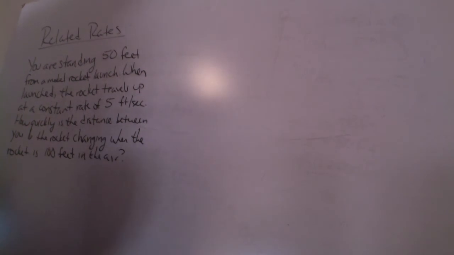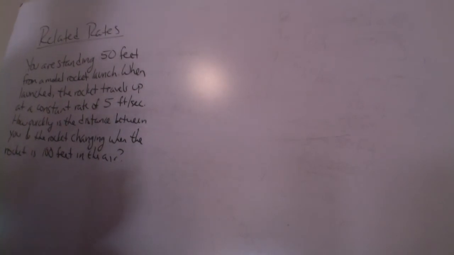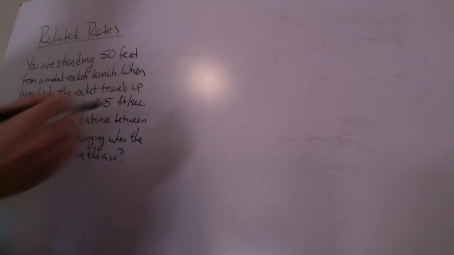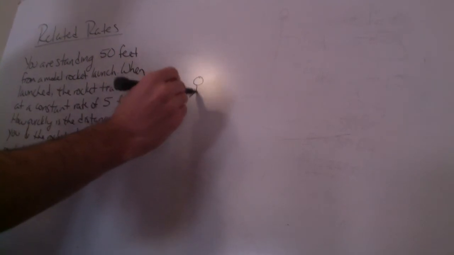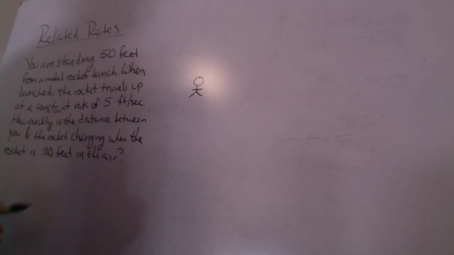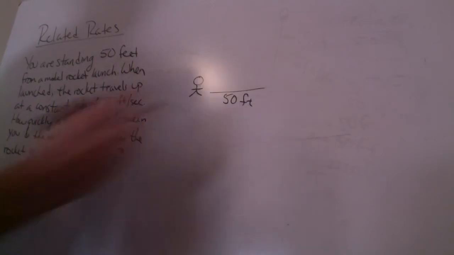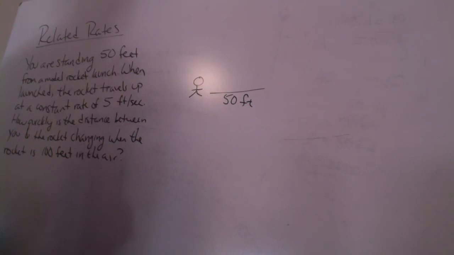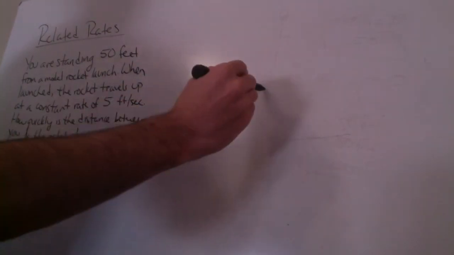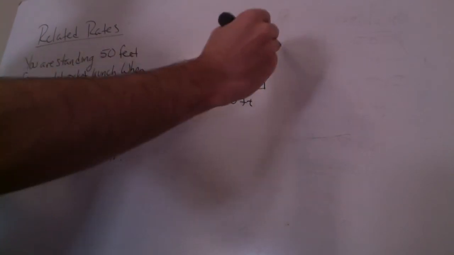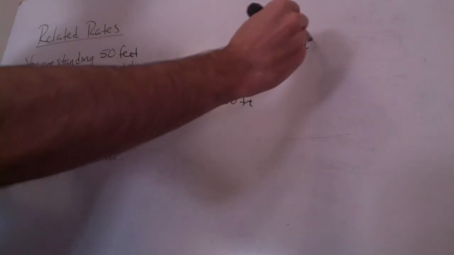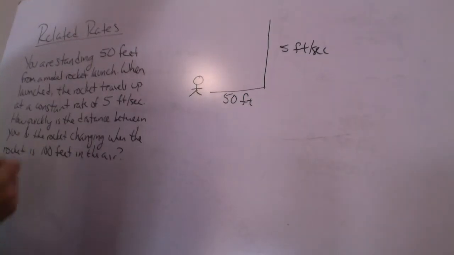So, the first thing that I want to do is draw a picture so that I have a better sense of what's happening here. In my picture, here's me. The rocket launch is 50 feet away from me, so I'll label that with 50 feet. The rocket is going to be launched at a constant rate of 5 feet per second, and it's traveling straight up. So it's going straight up, at 5 feet per second, not 50.